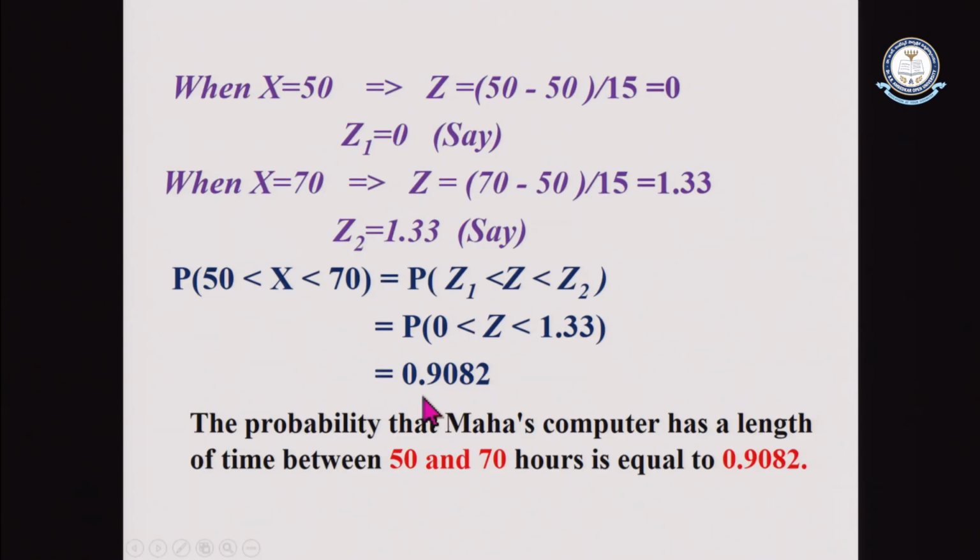So the table value according to our question, what is the chance here? That is 0.908, which is close to 1. So the probability that Mahalakshmi's computer has a length of time between 50 and 70 hours is equal to 0.9. So there is a 90% chance.